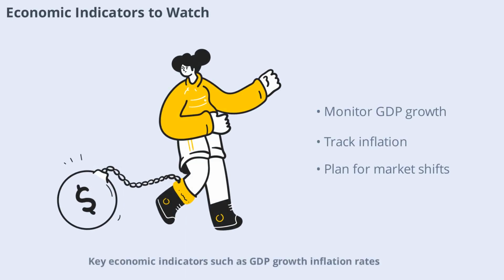Key economic indicators such as GDP growth, inflation rates, and employment figures provide valuable insights into the health of the economy. By monitoring these indicators, businesses can anticipate changes in consumer demand, adjust pricing strategies, and plan for expansion or contraction. Staying attuned to economic signals helps organizations remain agile and responsive in a dynamic marketplace.